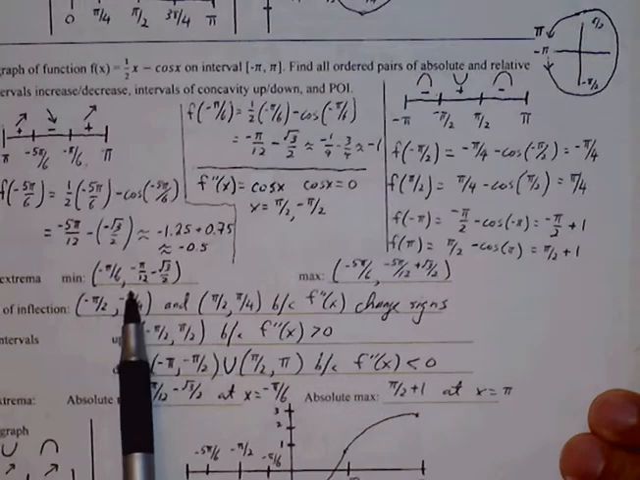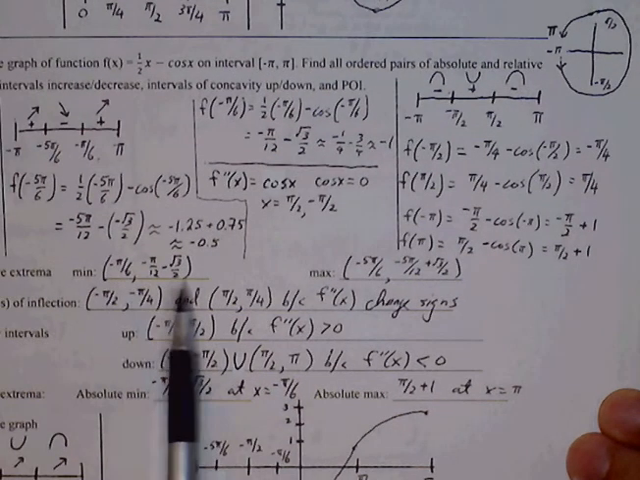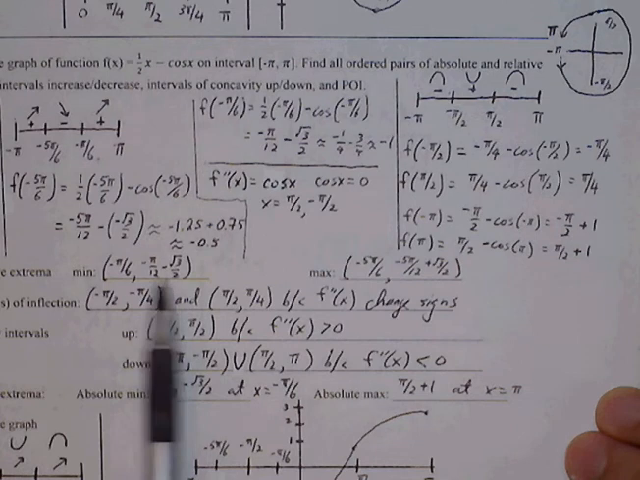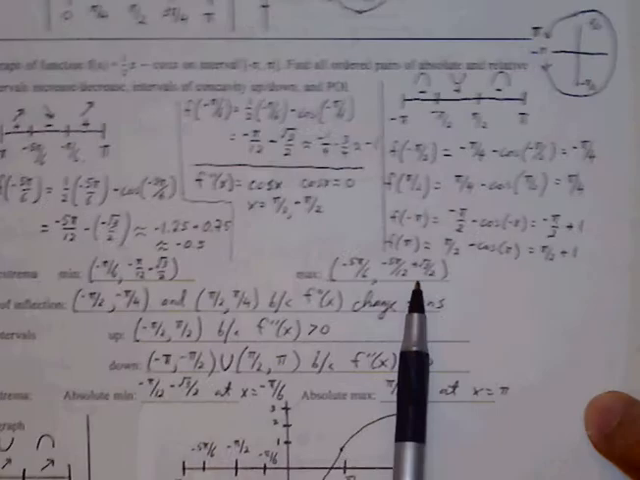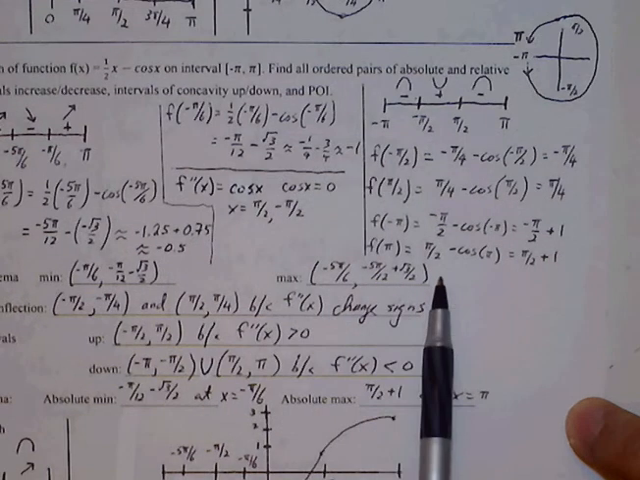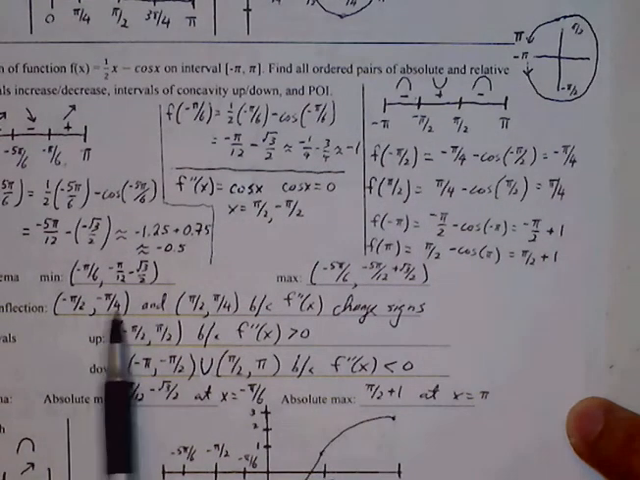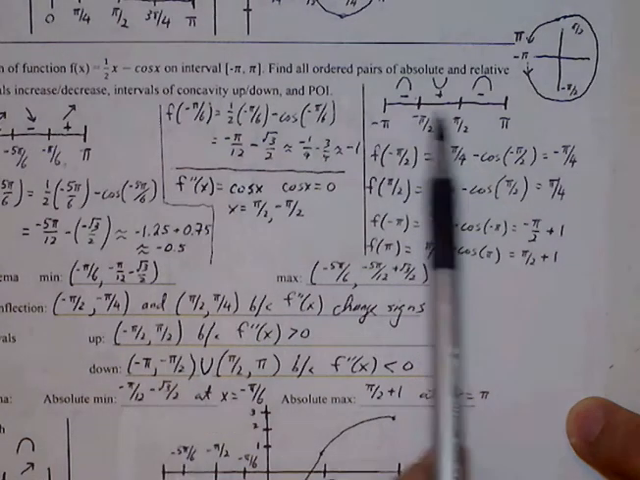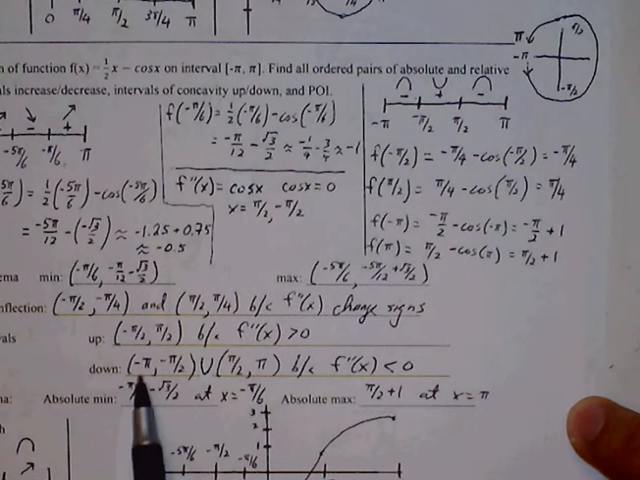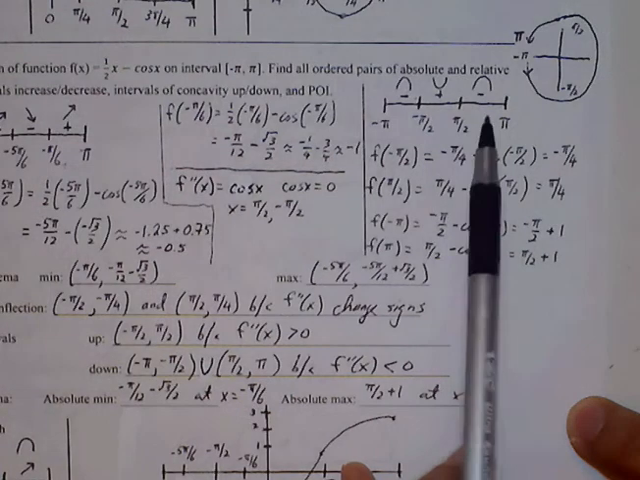Relative extrema, we found a relative minimum, and this is because f prime changes from negative to positive. Relative max, we found this because f prime changes from positive to negative. Points of inflection, we found because f double prime changes signs. Concave up in this interval because f double prime is positive. Concave down in these two intervals because f double prime is negative.